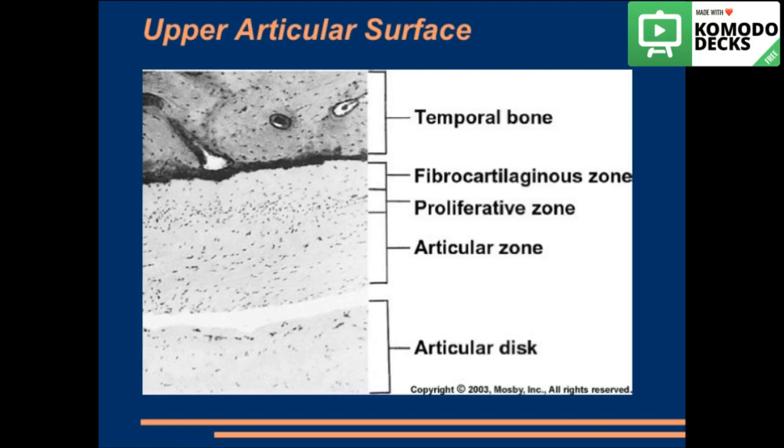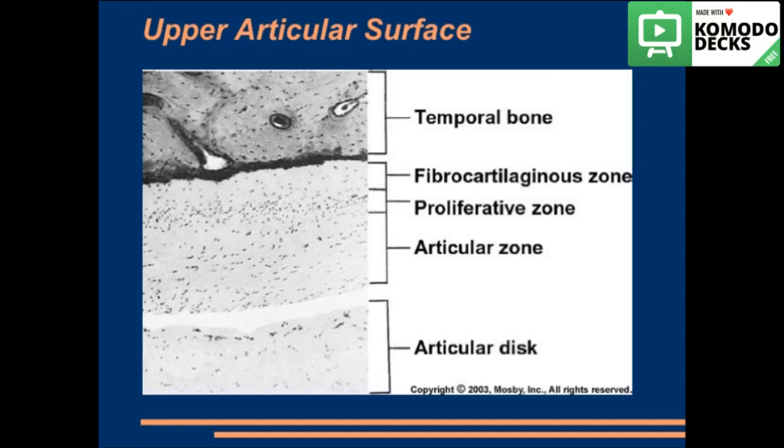The articular disc is beneath, the most lower after the synovial cavity. We see the most superficial layer, the articular fibrous zone, the proliferative zone, the fibrocartilaginous zone, and finally the temporal bone. Here we don't have an ossification.